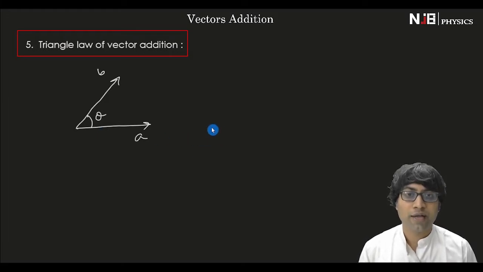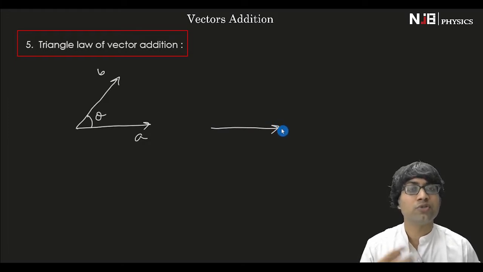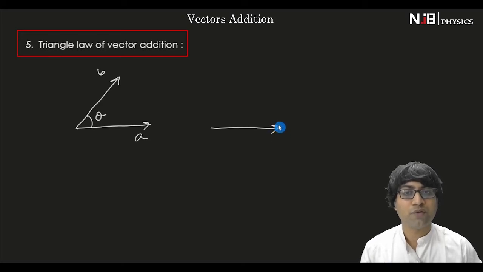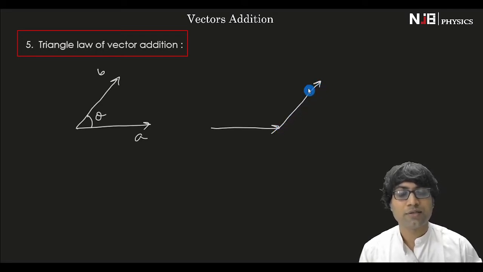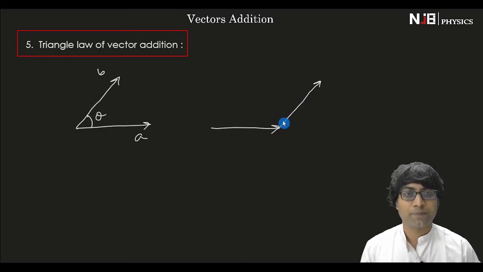How are you going to do that? Well, you draw the first vector, and the second vector is going to start from the point where the first vector has ended. That means from this point we are going to start the second vector. That means the tail of the second vector will be here, and this is how we will draw the second vector. So this is the first vector, which we call A. This is the second vector, which we call B.